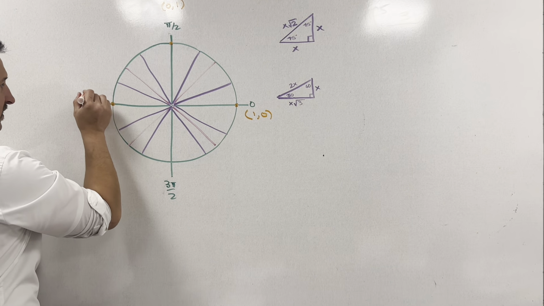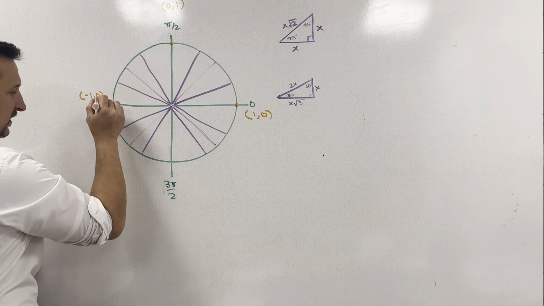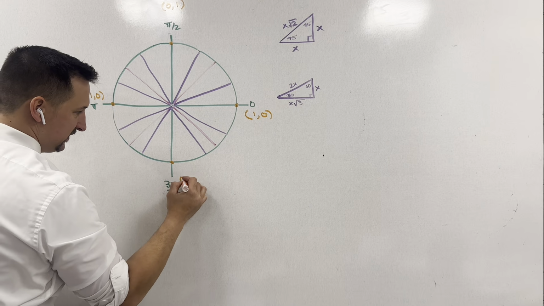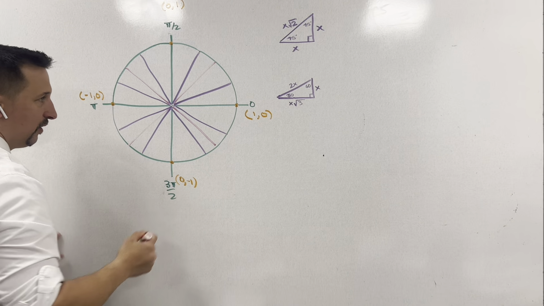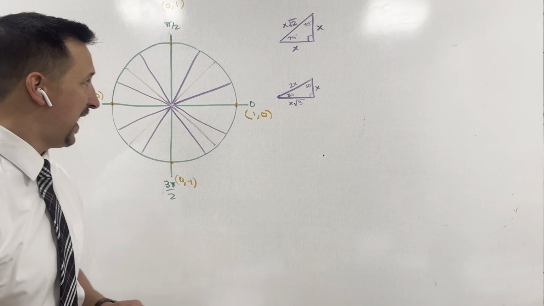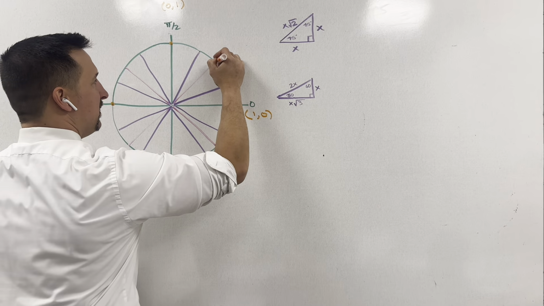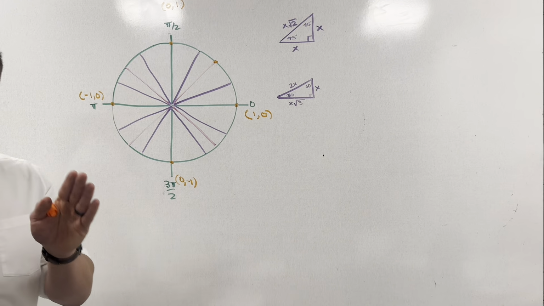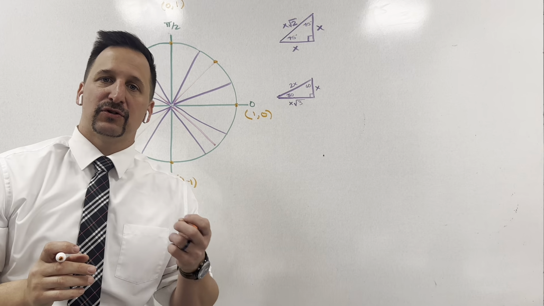Then this one would be corresponding negative. Negative 1, 0. Then this one would be 0, negative 1. Okay? So each of these values is an x and a y value. Let's take a look at what would this point be right here. Okay? So what I'm going to do is I'm going to take a look at a special triangle.